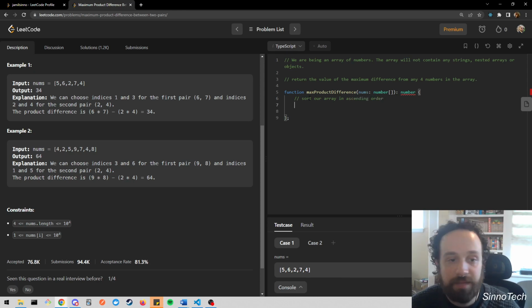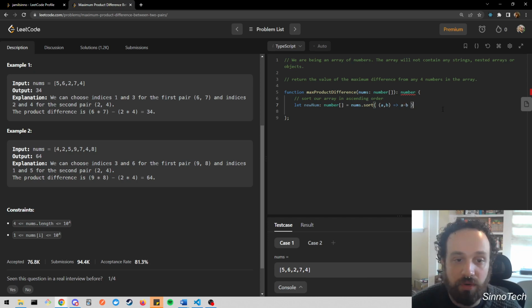And let's say, let new num, which is an array of numbers, equal nums.sort. nums.sort takes in two parameters, and it returns, if we do a minus b, this is in ascending order. If we do b minus a, it is in descending order. All right. Allow me to show you what happens here.